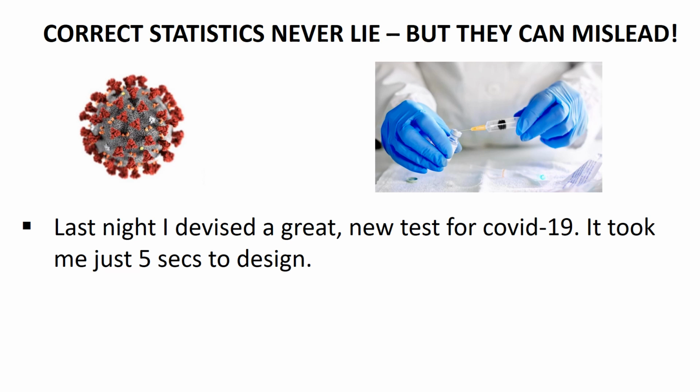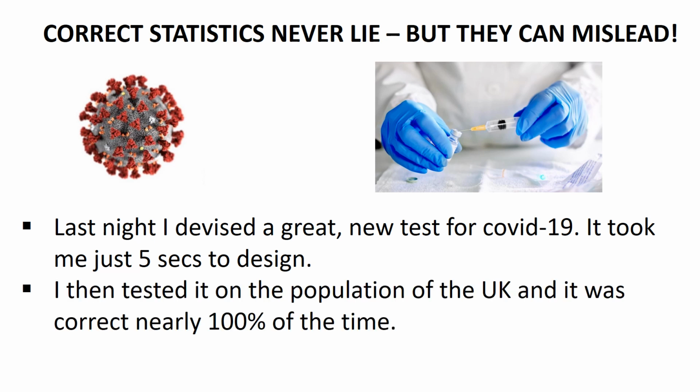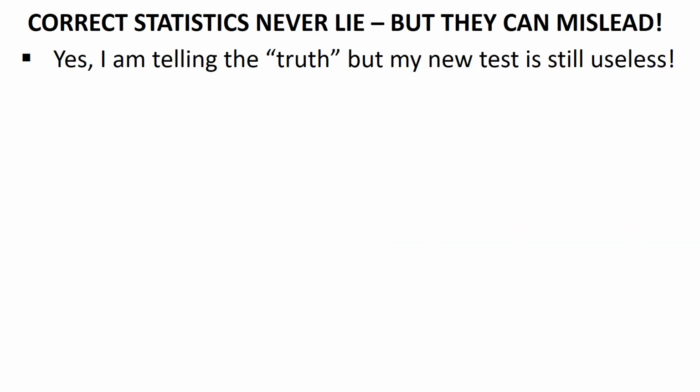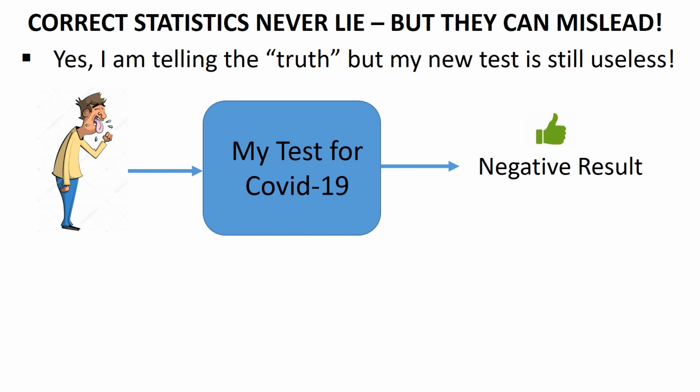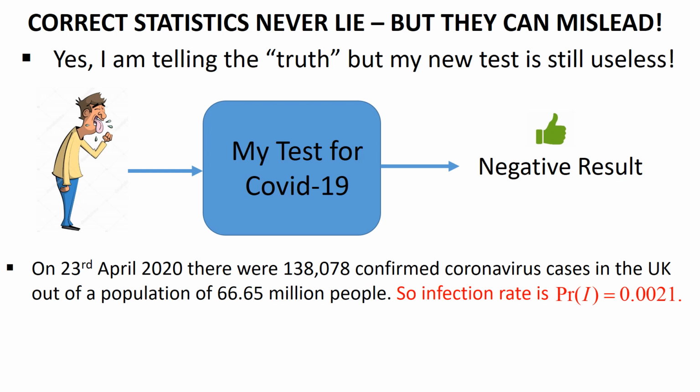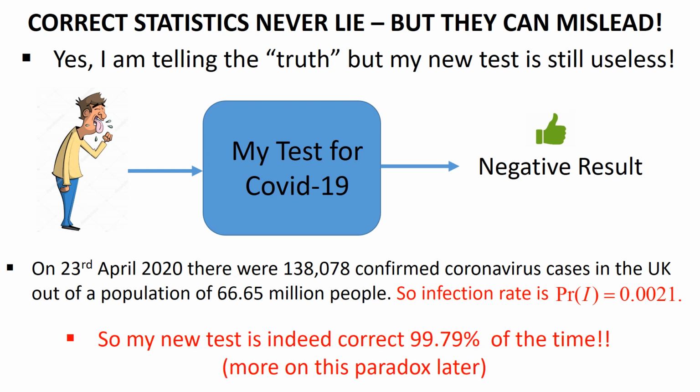So take this. I've just devised a new test for COVID-19. Did it very quickly just last night, 5 seconds. And I've tested it on the whole of the UK population, and it was correct nearly 100% of the time. So the question is, am I telling the truth? If I press released that now, I'm sure I would have every radio station, television station on my doorstep. So yes, I'm telling the truth, but my new test is actually useless, because my new test is simply telling everyone who presents that they don't have the virus. And as the virus has a prevalence of 0.0021 or 0.21%, then my new test is correct 99.79% of the time. So if I said I had a test that was accurate with 99.79% accuracy, you'd think that was incredible. But in fact, this is just a paradox.